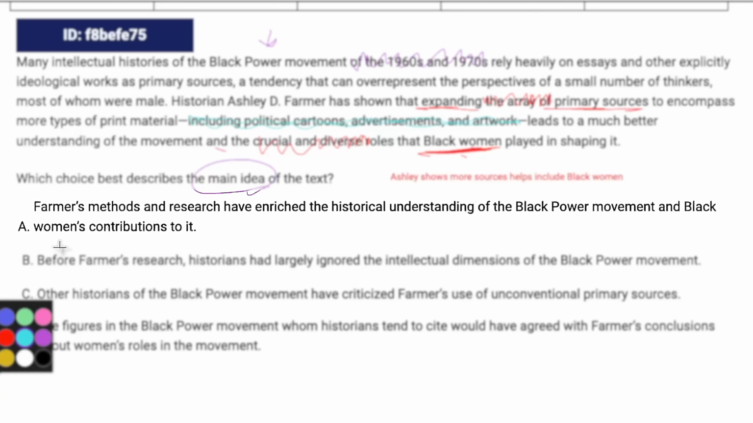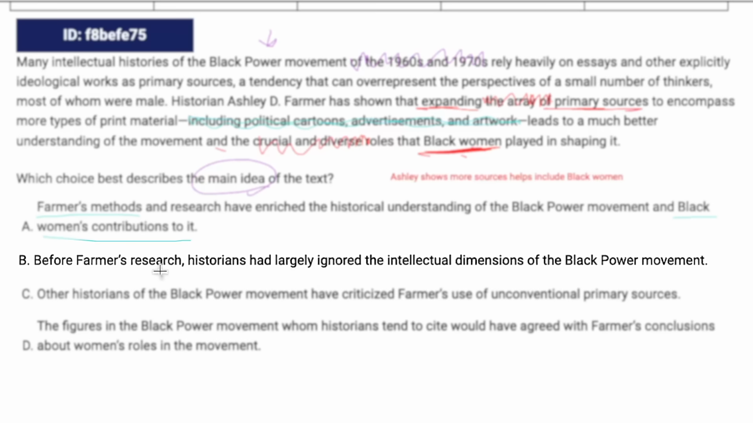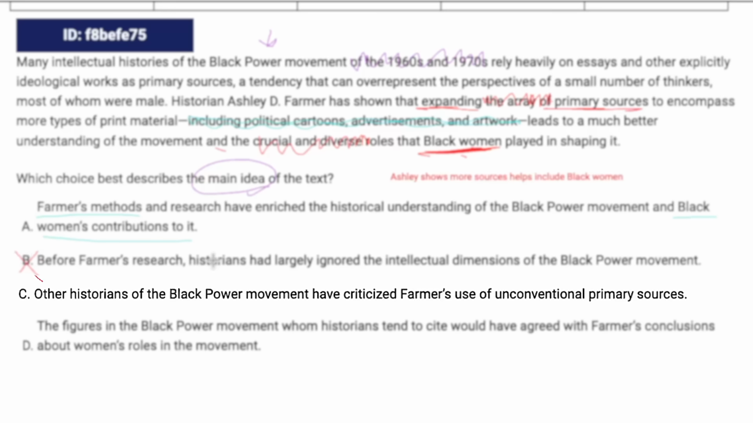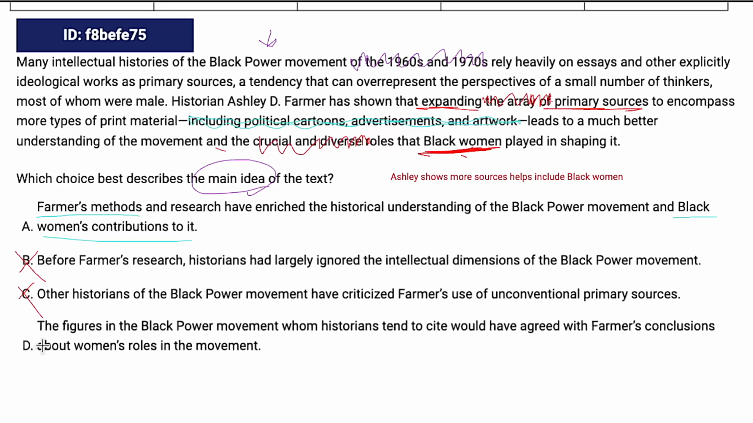Farmer's methods, and I know Farmer is Ashley. "Farmer's methods and research have enriched the historical understanding of the Black Power movement and Black women's contributions to it." Black women's contributions, Farmer's methods, that's looking pretty good there, so I'd keep that one. B: before her research, they had ignored stuff. No, that is not the main idea. It was kind of mentioned at the beginning, but that's not what we're focusing on. C: other historians have criticized her use. I don't think it mentioned that at all. D: the figures of the movement whom historians tend to cite would have agreed with Farmer's conclusions. We don't know that, and that doesn't matter. So yeah, choice A is our answer for this one.